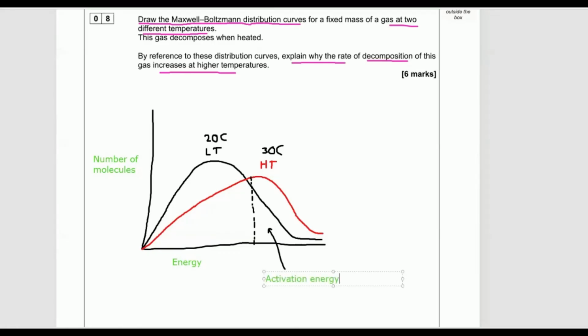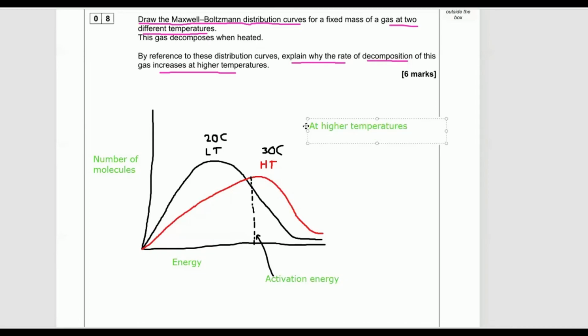And then labeling the activation energy. So any molecules beyond this dotted line have energy above the activation energy. And what we can see as we increase the temperature, you get a greater number of molecules, or greater proportion of the molecules, have energy above the activation energy. But your number of molecules is roughly equal. If you added the area of both curves, it would be equal. So really, you've just increased the kinetic energy of the particles at a higher temperature.